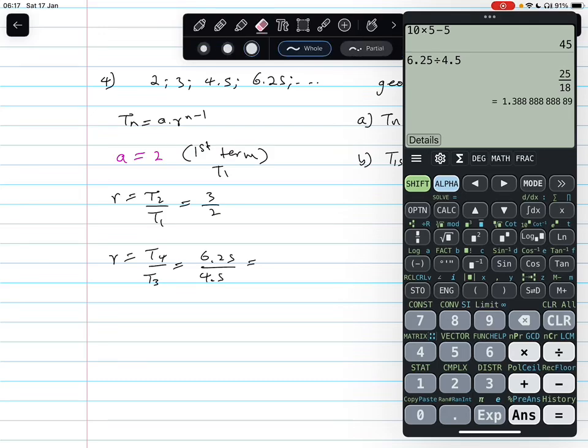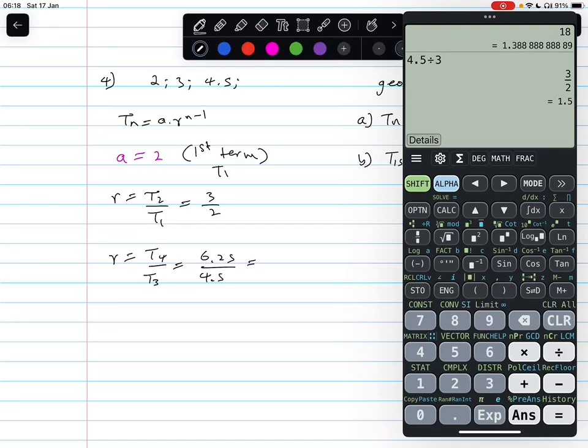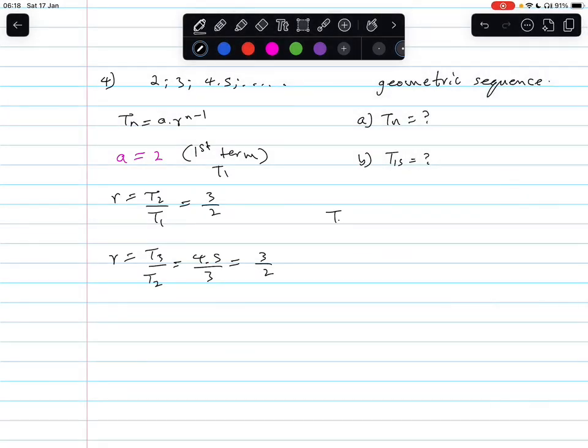Okay, for this one, there's something off with the question, because if you say 4.5 divided by 3, we get 3 over 2. So we'll eliminate that 6.25, and it's no longer part of our sequence. If you want to verify again, you can take term 3 divided by term 2, which is 4.5 over 3, which gives us 3 over 2. Perfect. So then the general formula is Tn equals a is 2, and then r is 3 over 2, to the power of n minus 1.